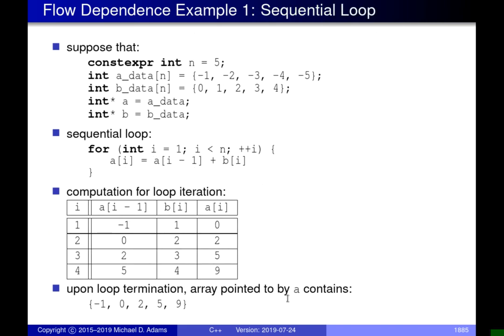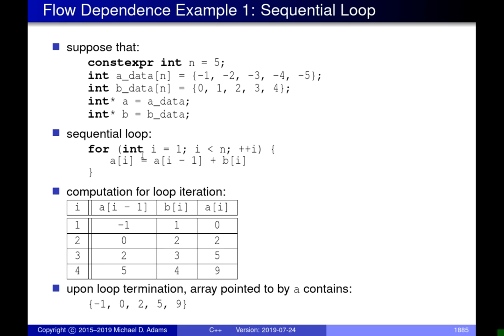And I have a code example to illustrate this. If we take the code that we had previously, this sequential loop here, suppose that we initialize some of our data that we're operating on in this particular way. We have arrays A and B, pointed to by these pointers, where each has 5 elements, initialized to simple integer values: -1 through -5 and 0 through 4.